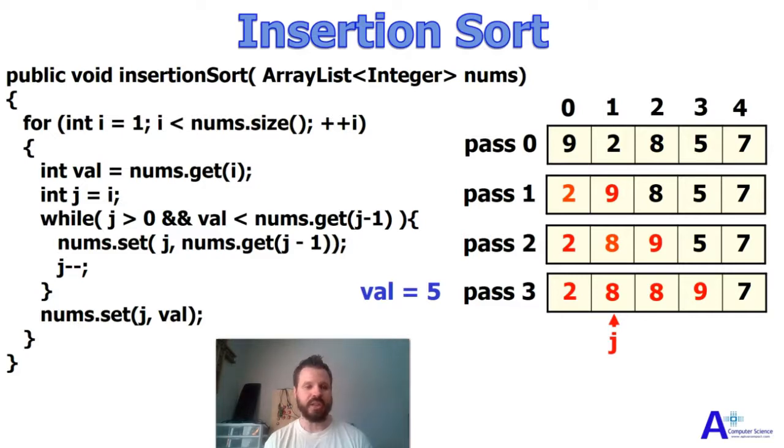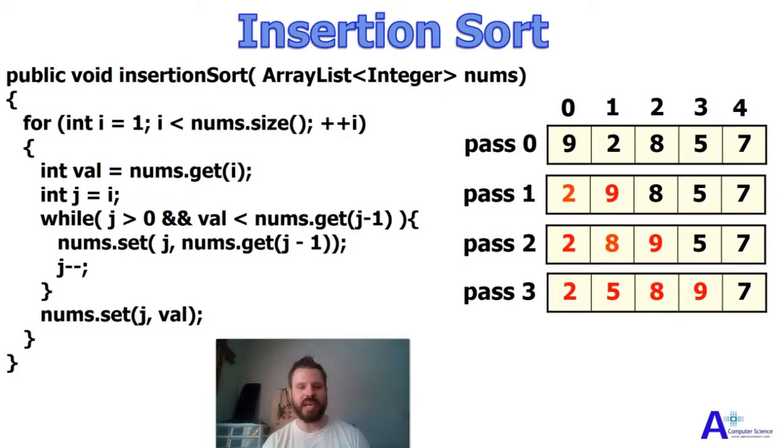And we'll look to run through that loop again. Now in this case, j is still greater than 0, but val is no longer less than what's at j minus 1, which is 2. So the loop's done. We're going to set what's at j to val. We'll set it to that 5 right there. Okay, so all that would represent what happens in the third pass through that loop.